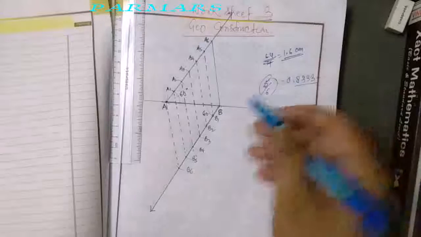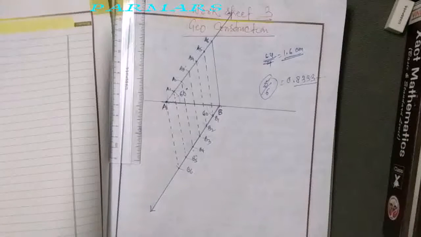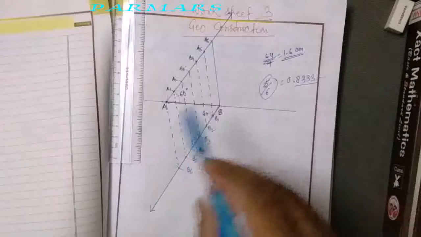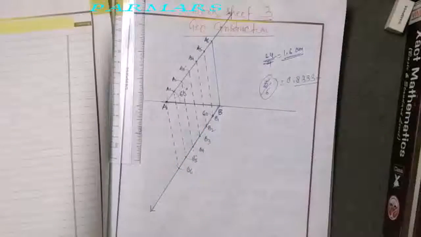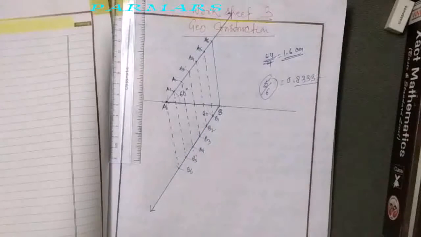So how can you find that exact value? It should be between 0.8 and 0.9. So there is no need to find the exact length. So I think you have understood how you can draw this line segment. Next part I am going to take the question. Third question.